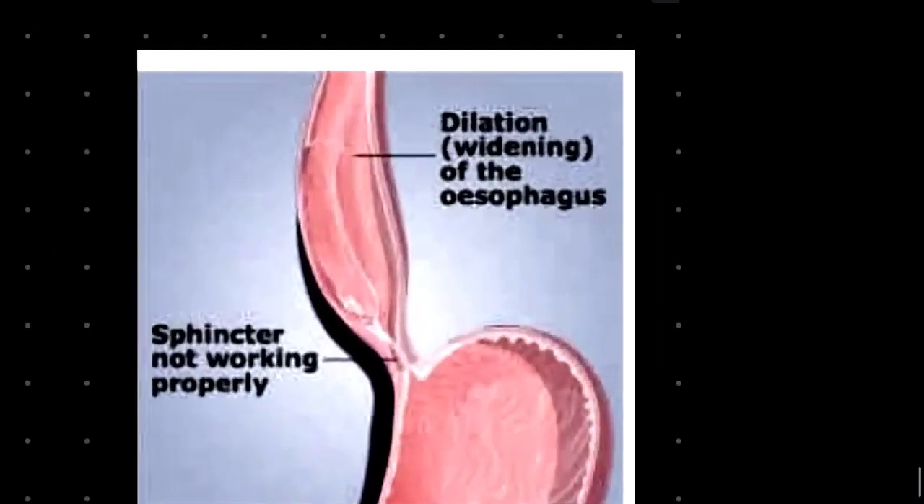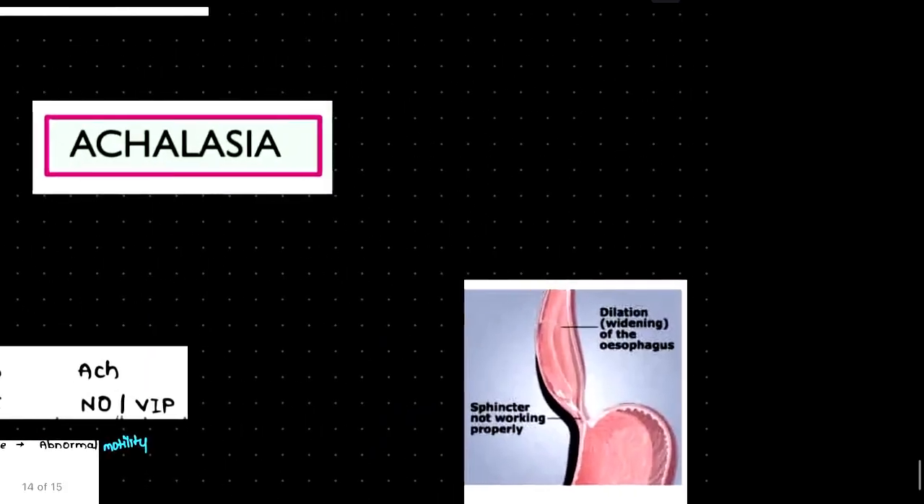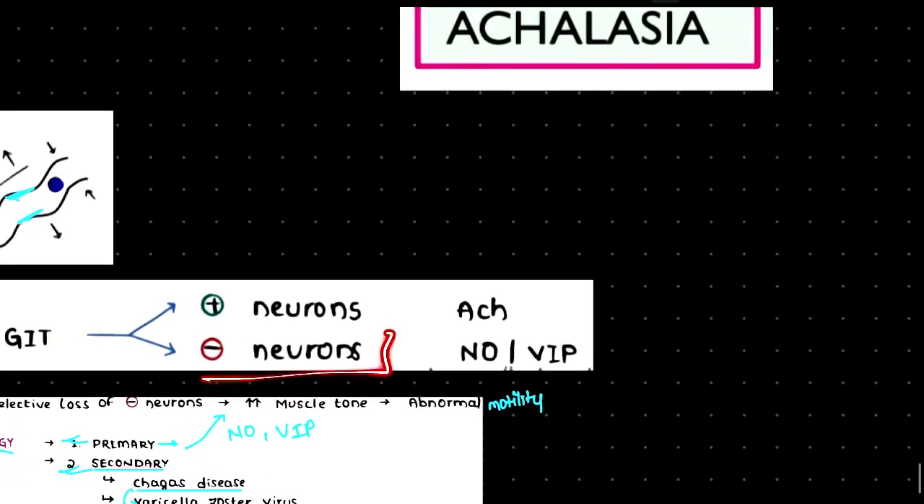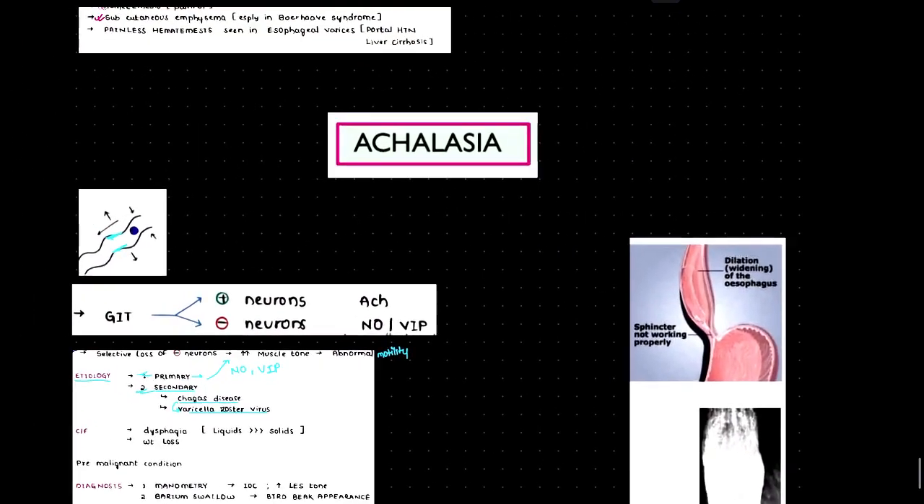We already discussed this diagram. You can see dilation, widening of the esophagus, and here the sphincter, that is the lower esophageal sphincter, is not working properly because of loss of inhibitory neurons, right? Inhibitory neurons that produce nitric oxide and VIP. Another thing is we talked about the radiological sign also, in which there was what? Our bird's beak appearance. Okay, now this is all about our content.